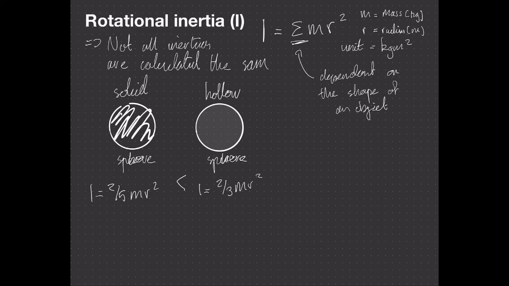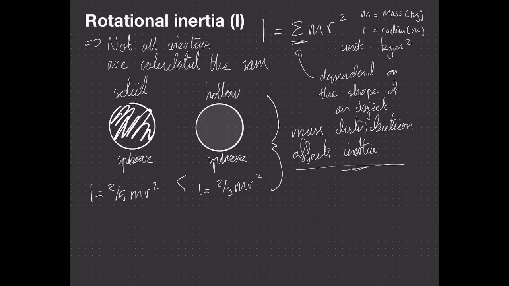Okay, so our main takeaway, okay, mass distribution affects inertia. Okay, how so? More central distribution equals less inertia. Less central or more spread out equals greater inertia.